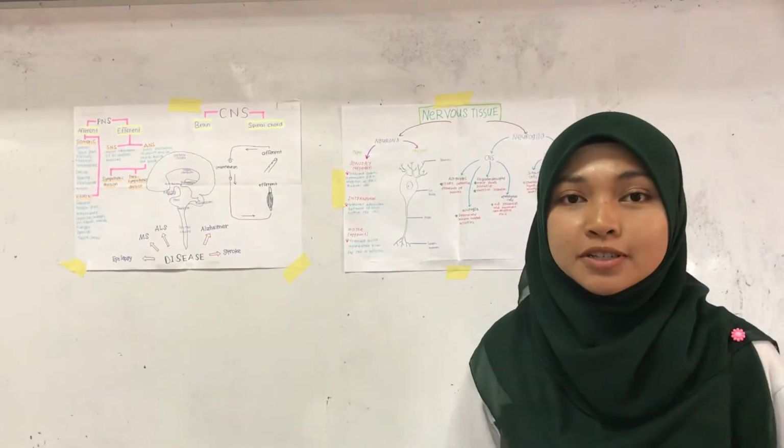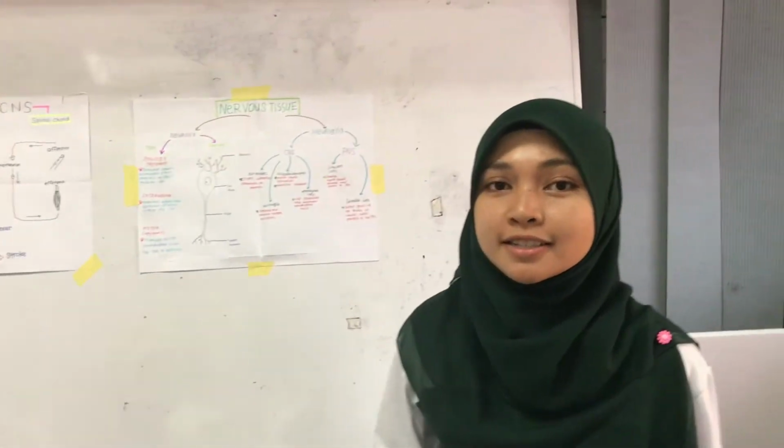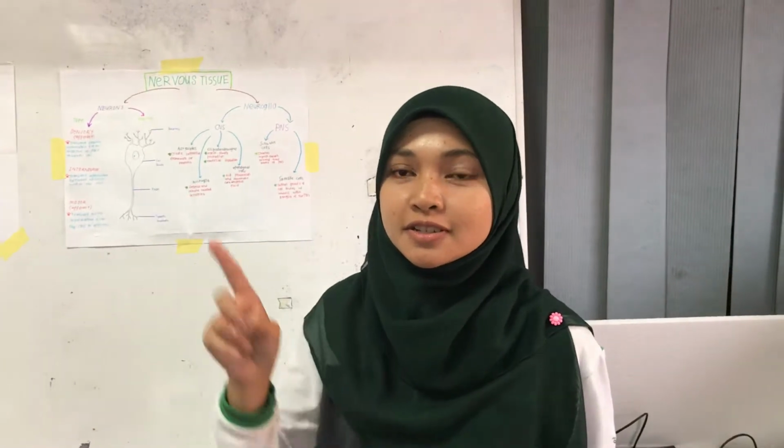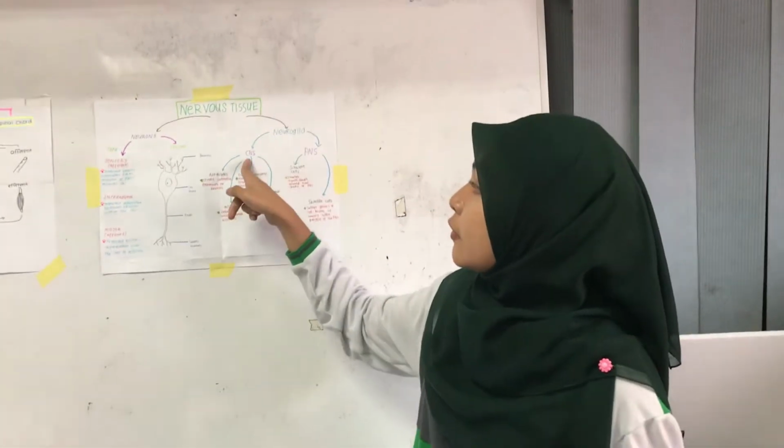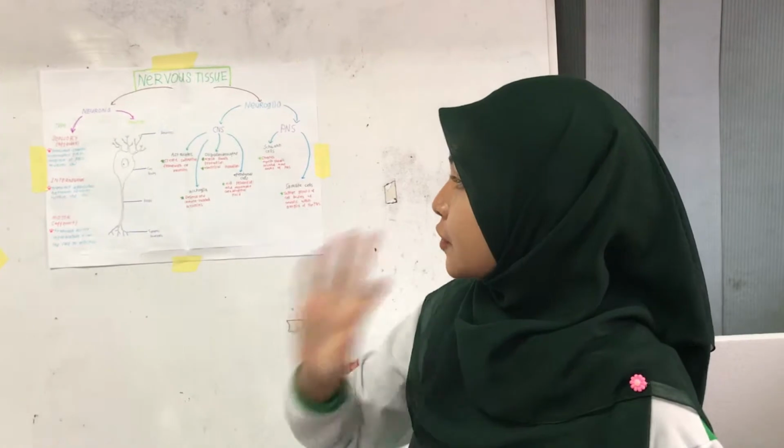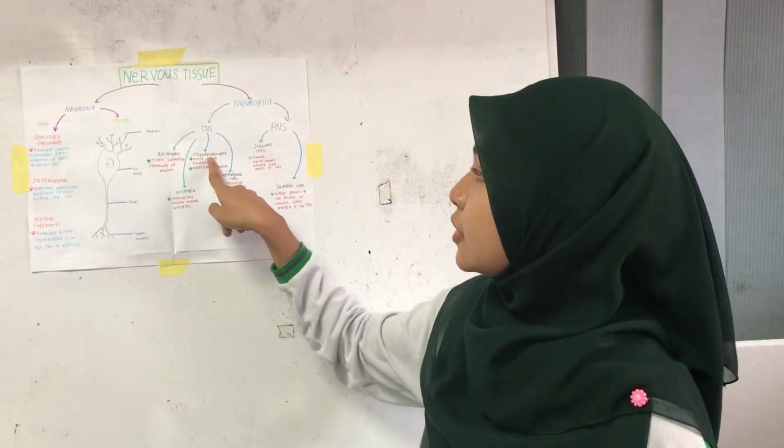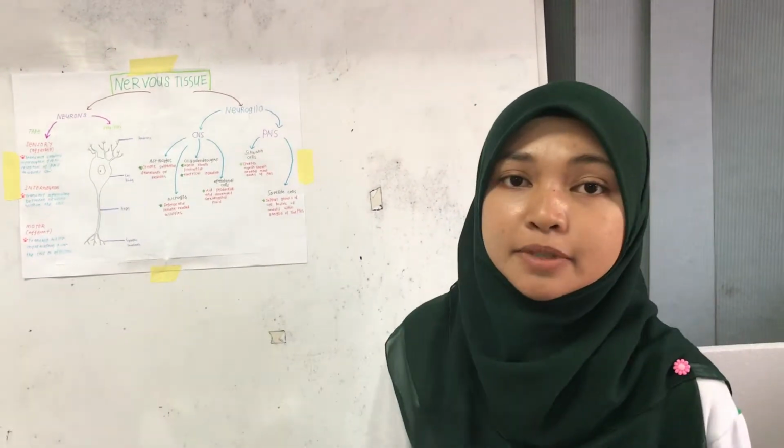Okay, so now I will proceed with neuroglia. Basically, it's composed of two: central nervous system and peripheral nervous system. For the central nervous system, it consists of four: astrocyte, oligodendrocyte, microglia, and ependymal cell.